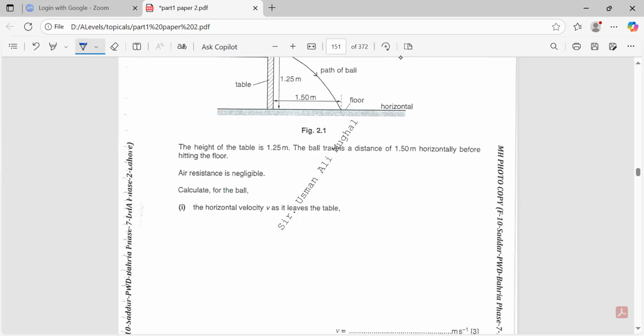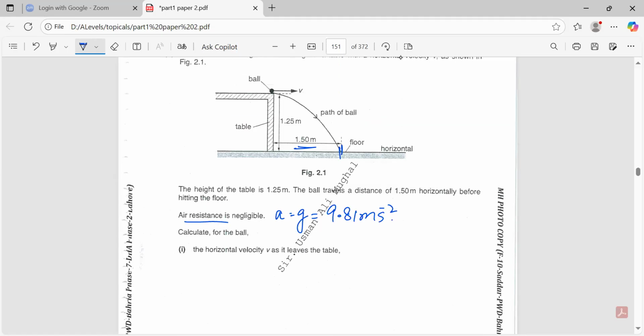The height of the table is 1.25 meter. The ball travels a distance of 1.5 meter horizontally before it hits the ground. So before hitting the ground, at this specific point, the horizontal distance given to us is 1.5 meter. Question says the air resistance is negligible. So we are aware that when air resistance is negligible, we take the acceleration equivalent to gravitational acceleration, with its value as 9.81 meter per second square. Question says calculate for the ball the horizontal velocity v as it leaves the table.